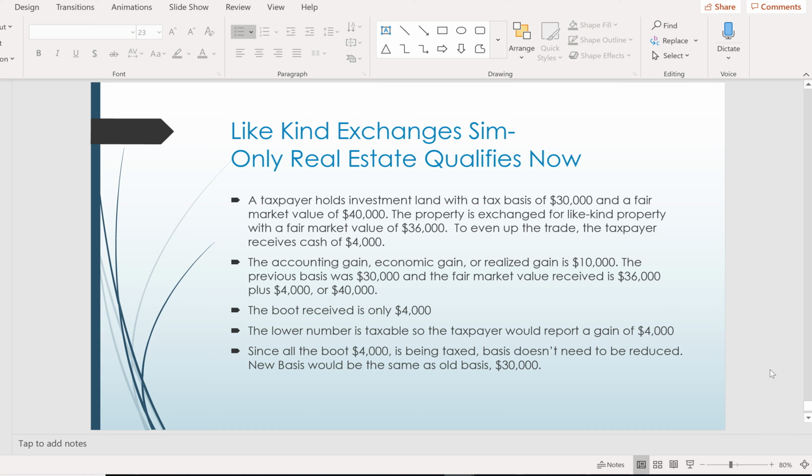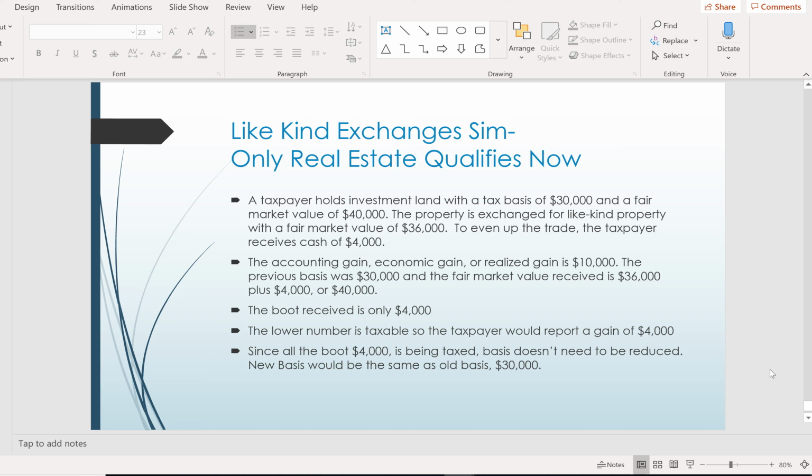A taxpayer holds investment land with a basis of $30,000 and a fair market value of $40,000, and the taxpayer is going to exchange that for like-kind property with a fair market value of $36,000. So they're giving up $40,000 to get $36,000, but to even up the trade, they're going to receive $4,000 of cash. And we know cash is boot, and that could give rise to a taxable event.